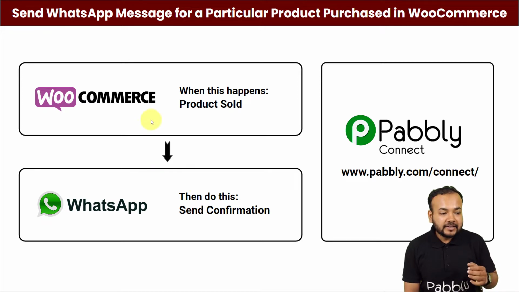And guys, to make this connection between WooCommerce and WhatsApp, we are using Pabbly Connect, which is an integration and automation tool. And the best part is anyone can set up this automation very easily without any coding skills or programming knowledge. So guys, let's set up this automation together.